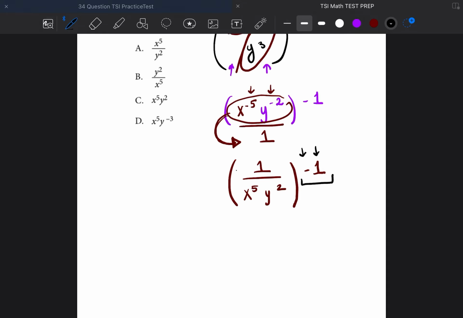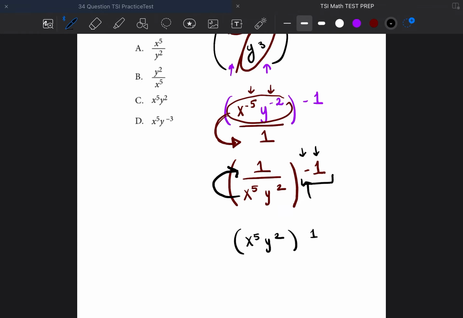This fraction right now is 1 over x to the fifth y squared. If we want to make this positive, we just flip it. So we take all that stuff on the bottom and put it on the top. It would be x to the fifth y squared. You could put it over 1, but it's not necessary because it's the same as just saying x to the fifth y squared. And now it's to the 1 power.